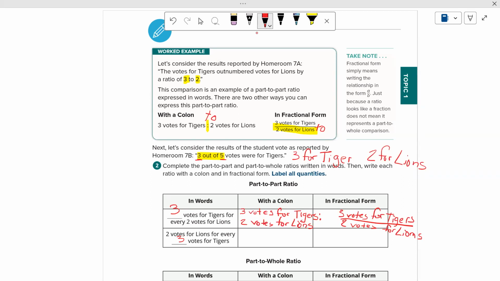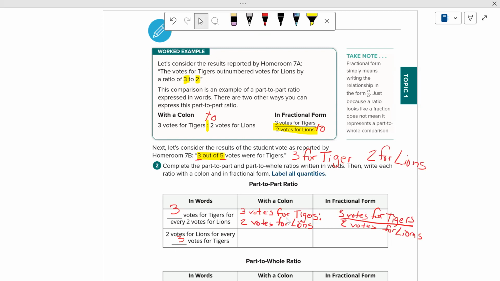Because there's a big difference between 3 votes for tigers to 2 votes for lions than there is for 2 votes for lions and 3 votes for tigers. If you said the wrong word here and did tigers, it would mess the whole ratio up. So if they want it tigers to lions, you have to write the numbers tigers to lions. If they want it lions to tigers, you have to write the numbers that go with lions first and the numbers that go with tigers second.